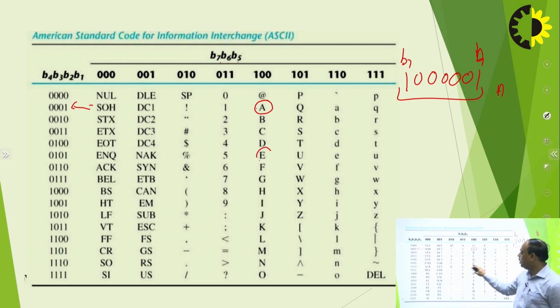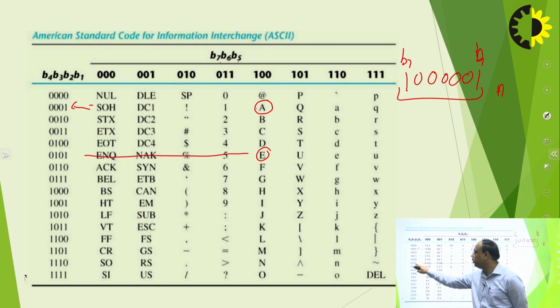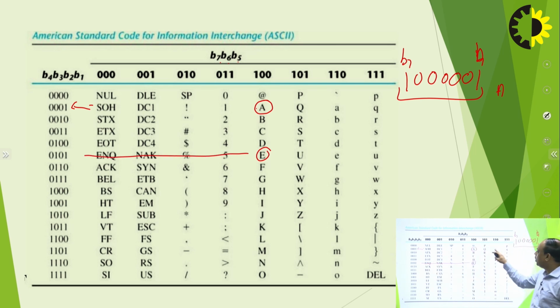Similarly for E, we have 100 and 0101. So in this way, for small a, b, c, d, full stop, exclamation sign, brackets, all the printing characters, we have different codes, and we can see the codes with the help of this ASCII table.